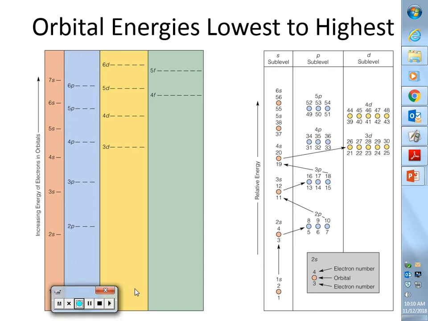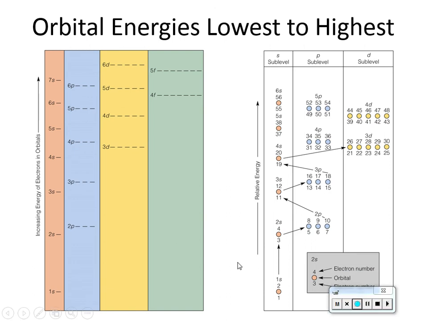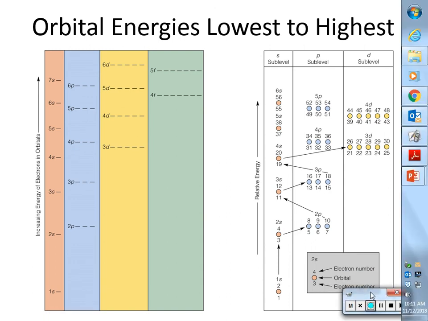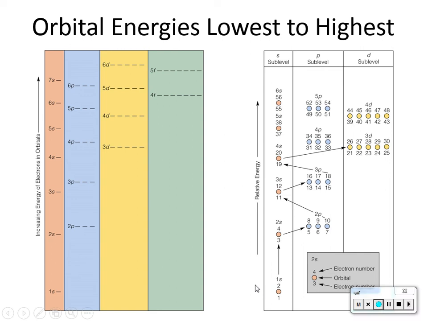There's actually two graphs here. Both of these graphs show the same thing. I'm partial to the one on the left, so I will use that one the most. But I think it's a little bit easier to read. Okay?